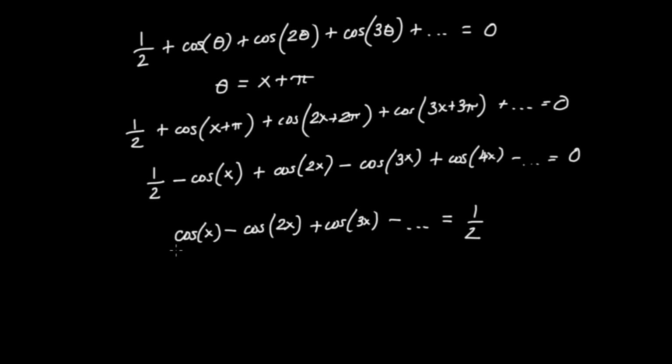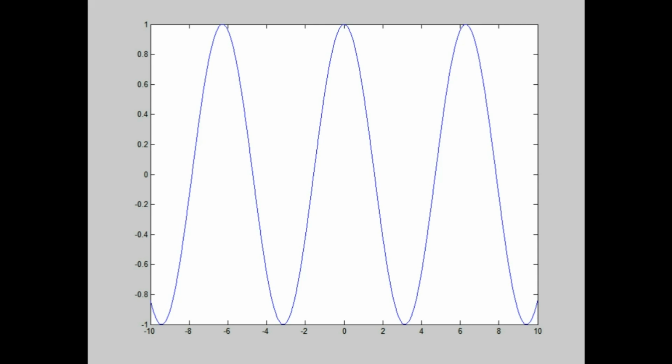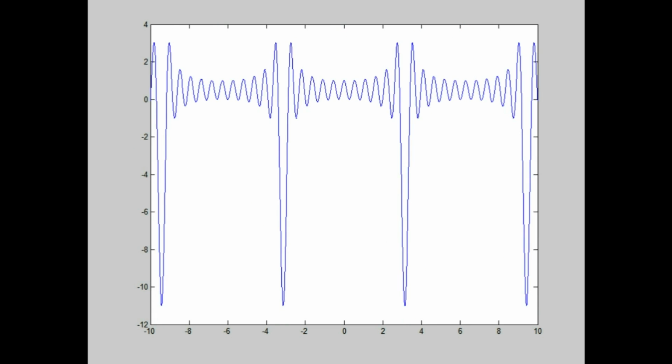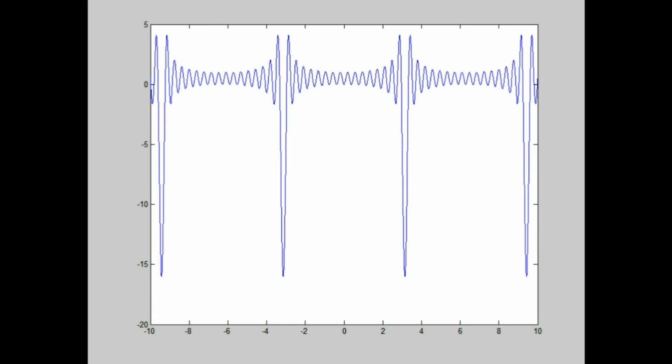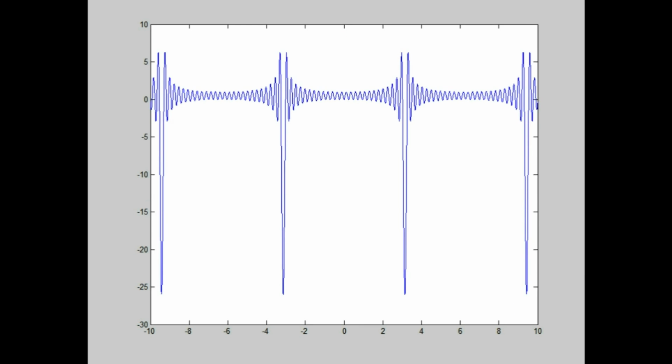And now what I'd like to do is show you an animation in which I plot these waves when I add more and more terms of this infinite series. So first I'm going to plot cosine x, then I'm going to plot cosine x minus cosine 2x, then the first 3 terms, then the first 4 terms, and so forth, and let's observe what happens. What you're going to see me do here is add up the first 50 terms of that series, moving in increments of 5, and let's see what happens.